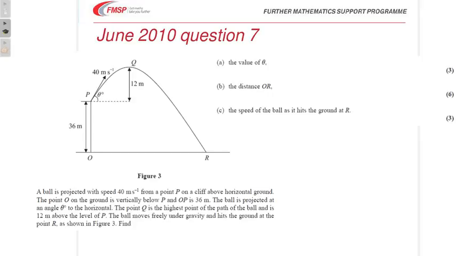Right. Now this projectiles question is slightly different from some of them, from the norm, shall we say. It starts off by giving you some information about the greatest height reached. And it tells you that the greatest height above the point of projection is 12 meters. It doesn't tell you the angle of projection, it just tells you the speed is 40.